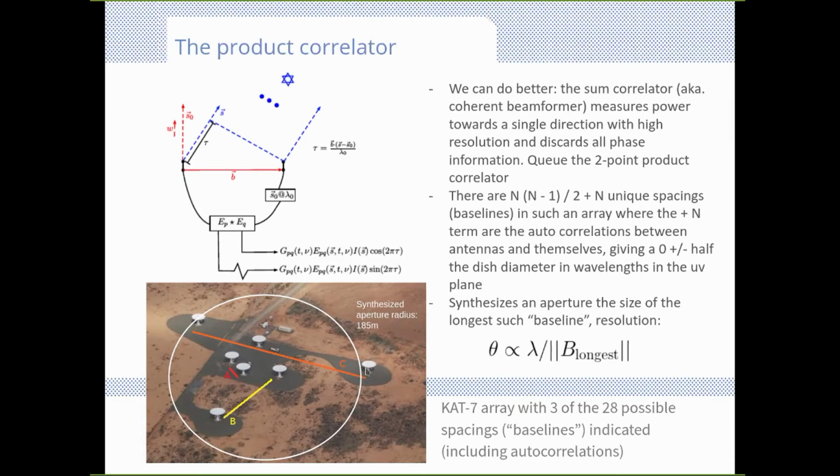However, those spacings, if we autocorrelate each antenna with itself, give us a measurement at the origin of the UV plane, plus or minus half the dish diameter. So this is referred to as the zero spacing. If you want to have a measurement of the average temperature of the sky distribution, then you need those. They're typically used in H1 intensity mapping, for instance, where you have really broad scales that you're trying to capture.